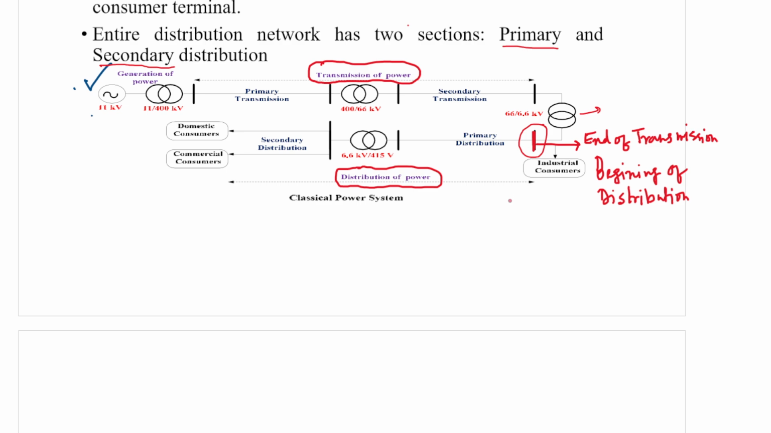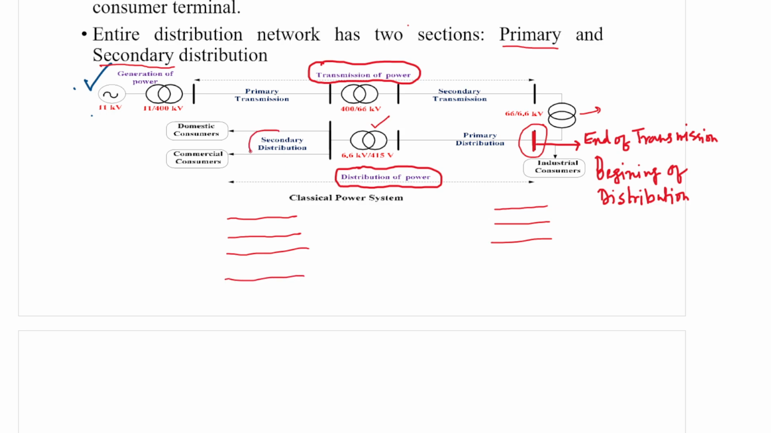This is basically a 3-wire system till this point. The primary of the transformer is 6.6 kV and the secondary is 415 volt. The secondary of the transformer is a 4-wire system.